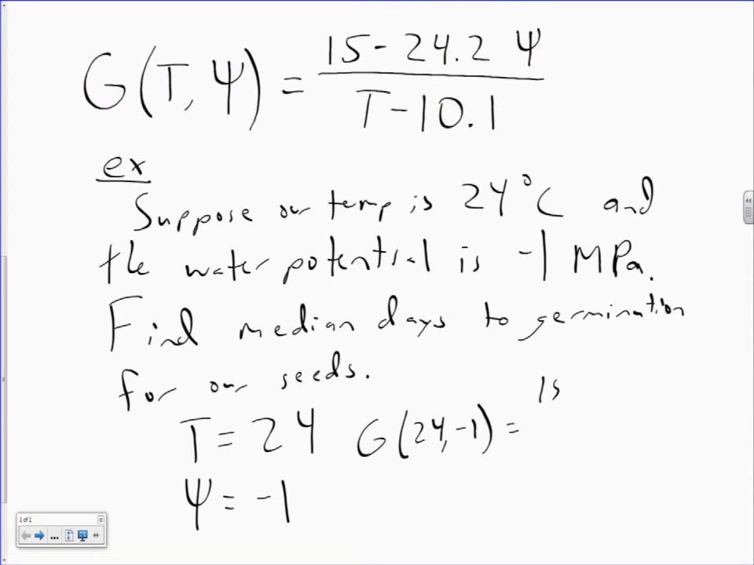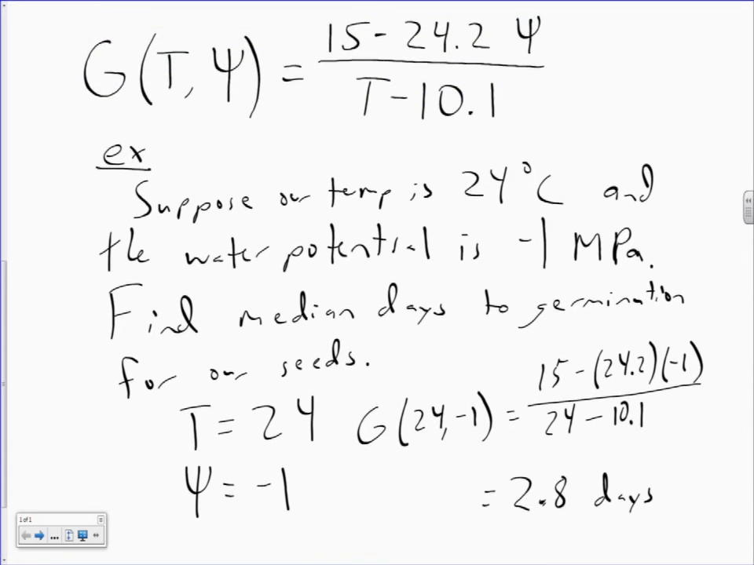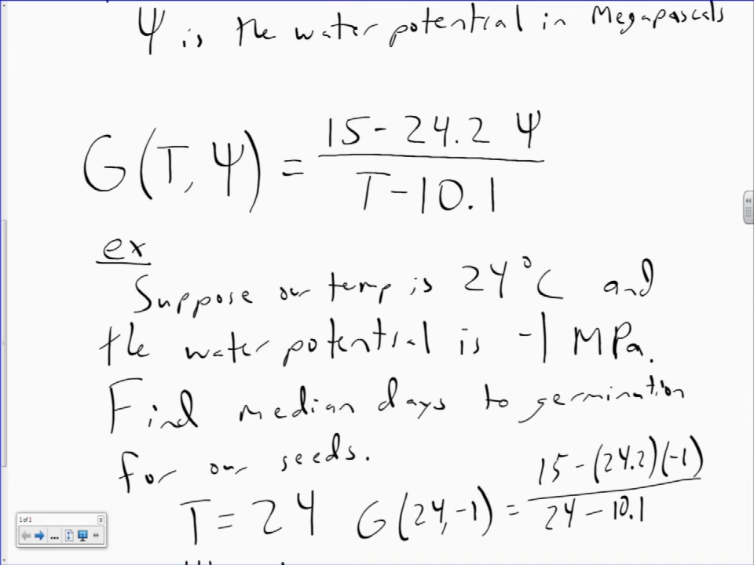So we've got 15 minus 24.2 times -1 over our t was 24 minus 10.1. And if we plug all that in, we get 2.8 for our days. All right. So let's talk about this equation a little bit more. And you'll be studying this more in the face-to-face sessions coming up.